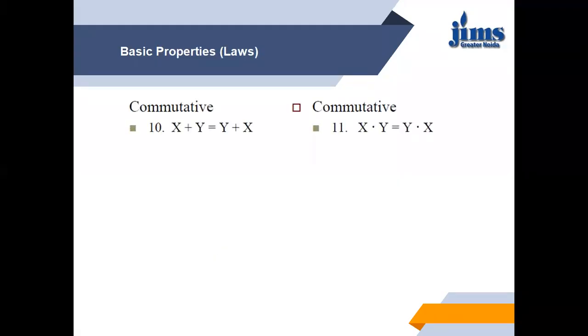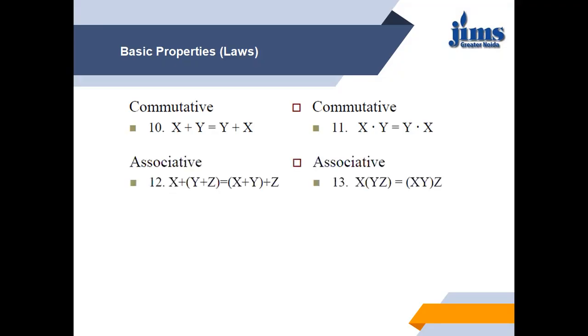Now we have some properties or laws for Boolean expressions. The first is the commutative property: x OR y equals y OR x. We can change the positions of the input variables. Similarly, for the AND operation, x AND y equals y AND x. This is the commutative property.